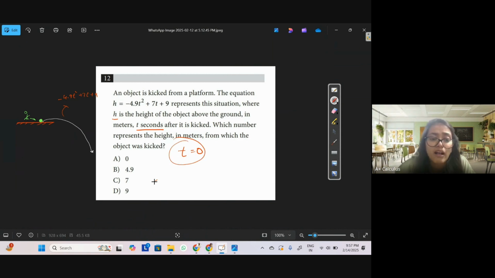So you have to find out the value of h when t is equal to 0. So you put t is equal to 0 in this equation, okay? And then you will get h is equal to 9. So answer choice D will be correct.